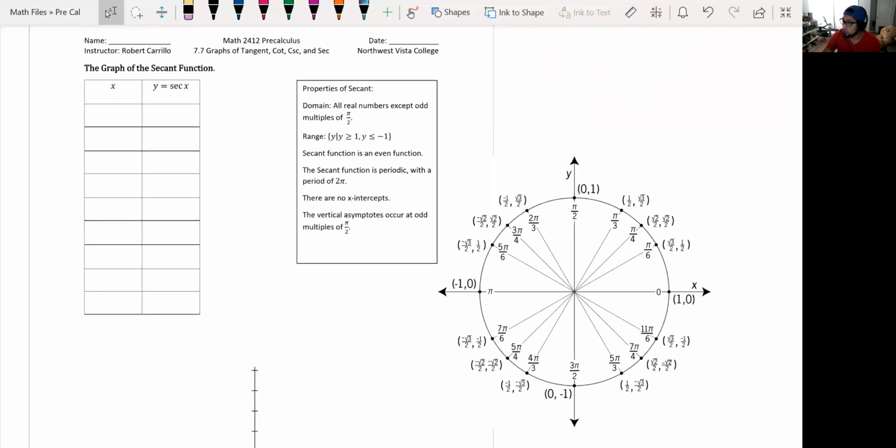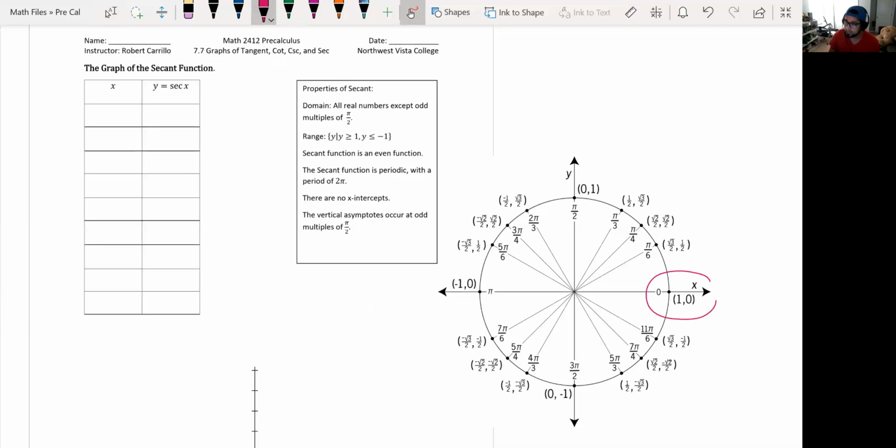Secant is like cosecant, and like cosine and sine, they all repeat themselves every 2 pi. There are no x-intercepts, and your vertical asymptotes go along with your domain, and they will occur at odd multiples of pi over 2. Okay, so looking at our unit circle, what value should we pick for the secant function?